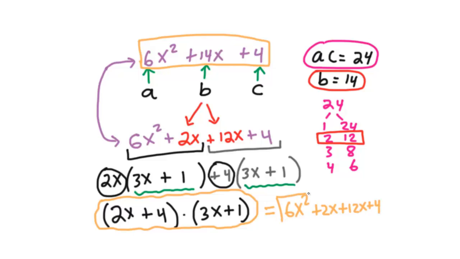And if we were to compare this answer with the original, it's exactly the same thing, because 2x plus 12x is the 14x, and we have the 6x squared here, and we have the 6x squared here, and that 4 matches with that 4. And so we're done, and we're happy.